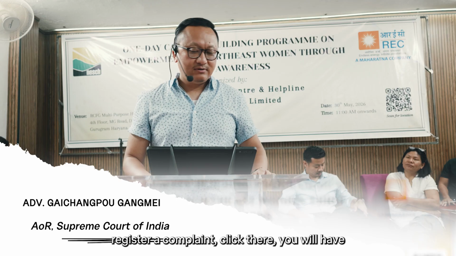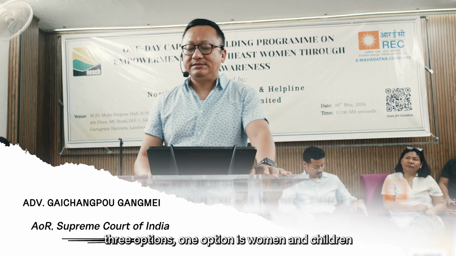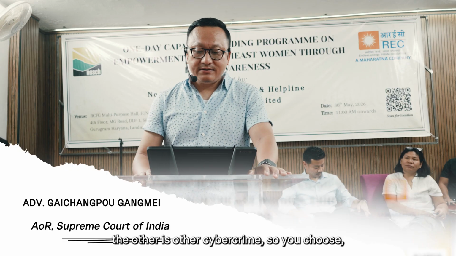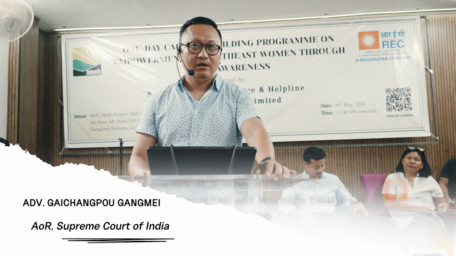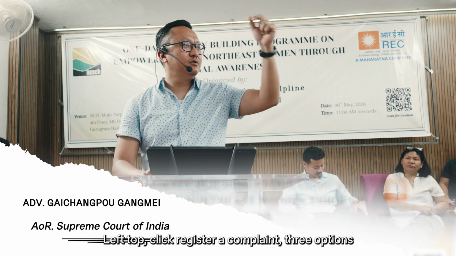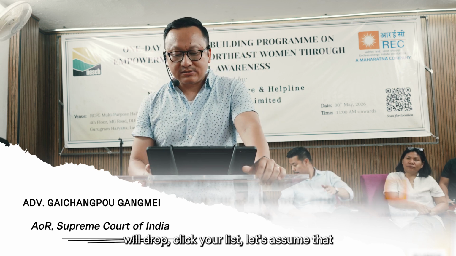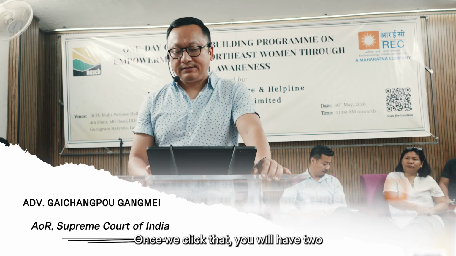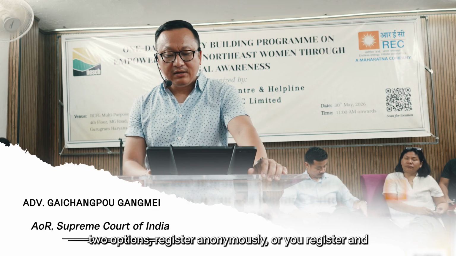Click there. You will have 3 options. One option is women and children related crime. Second option is financial fraud, and the other is other cyber crime. So you choose, you click there. Left top, click register a complaint. 3 options will drop. Let's assume that it is for women and children related crime. We click that. Once we click that, the next page will give you 2 options.